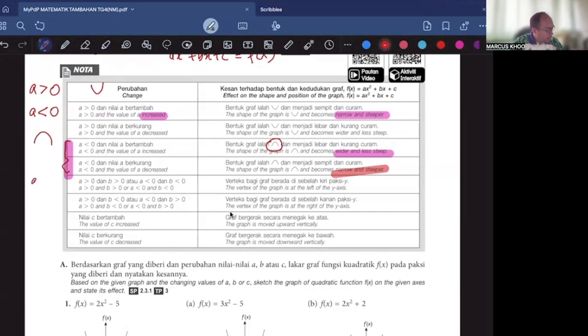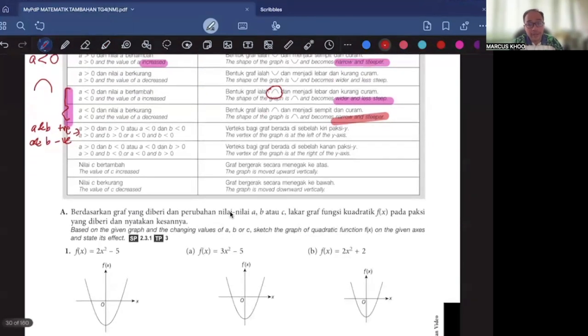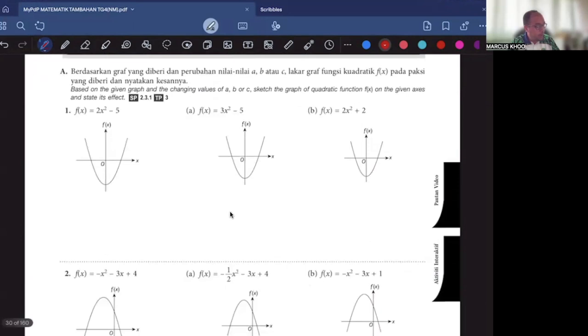Okay, so A and B positive or A and B negative. In this situation, the vertex of the graph is to the left of the y-axis. So what is the vertex? A normal quadratic graph looks like this. The vertex of the graph is the midpoint, the middle point of the graph, where the graph changes direction. Originally the graph is going down this way and then it goes up. So this midpoint is the vertex.